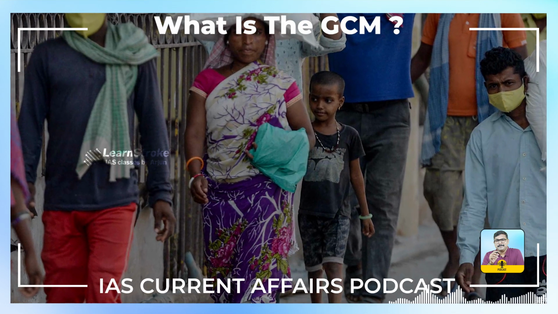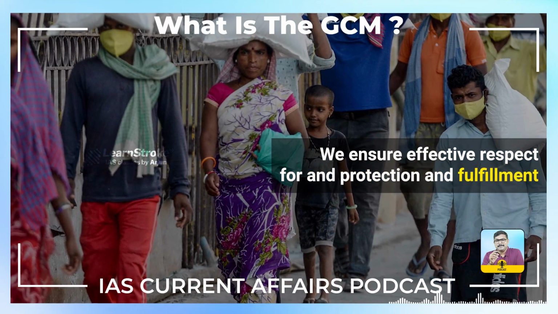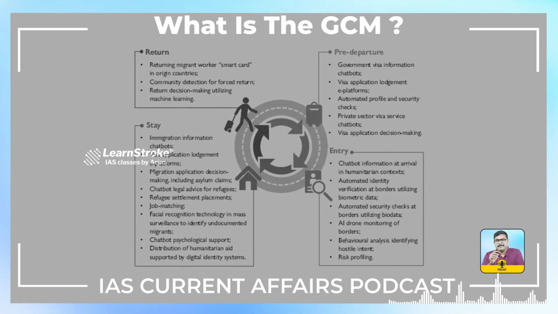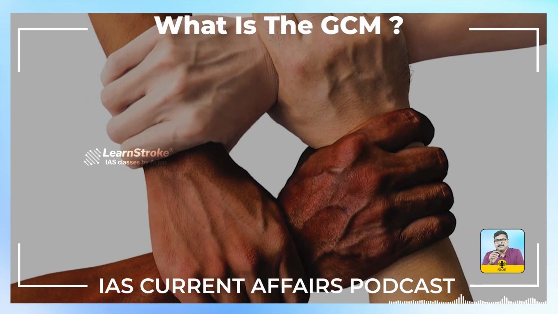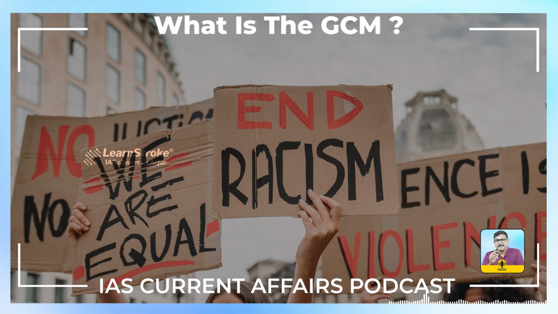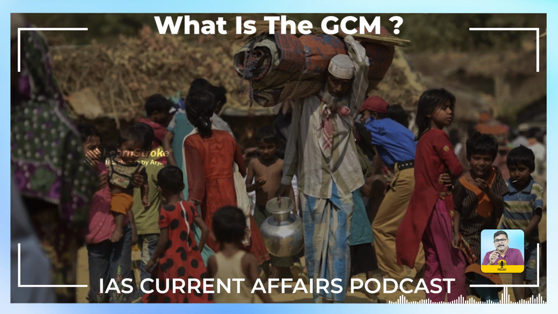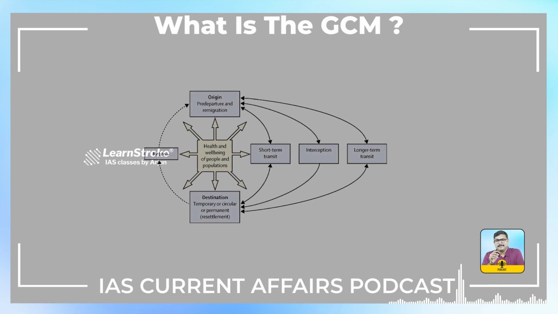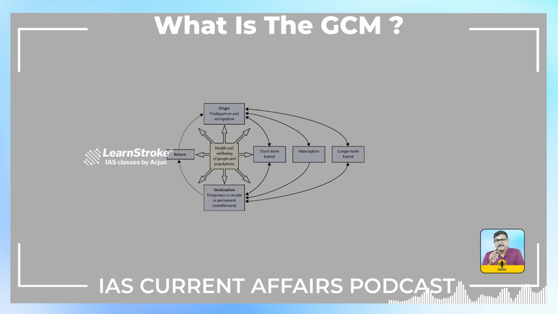By implementing the Global Compact, we ensure effective respect for, protection and fulfillment of the human rights of all migrants regardless of their migration status across all stages of the migration cycle. We also reaffirm the commitment to eliminate all forms of discrimination, including racism, xenophobia, and intolerance against migrants and their families.